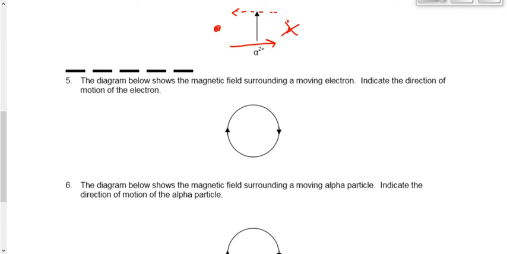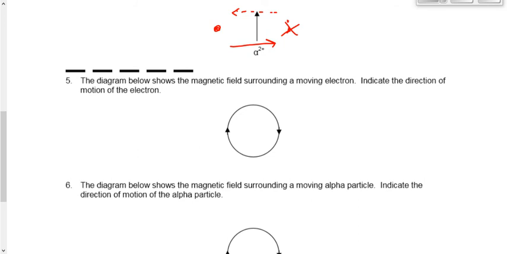Diagram below shows the magnetic field surrounding a moving electron. This is kind of backwards, eh? This time we know the direction of the field. We want to find the direction of the moving charge. It's kind of like algebra with a hand rule. Rearrange a hand rule. Instead of solving for V, maybe we rearrange V equals D over T to solve for T. Instead of solving for which way my fingers point, I know which way my fingers point. Let's solve for which way my thumb points.